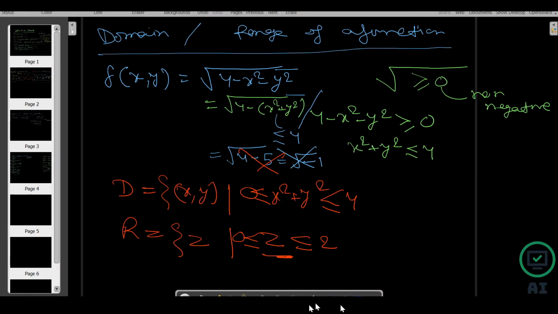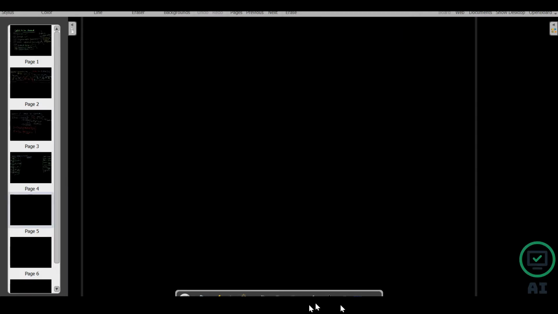If you put 4 here, it is 0, so it cannot go below that. And if x square plus y square is 0, let's suppose, then 4 minus 0 is nothing but 4, so root 4 is 2, so the maximum value will be less than or equal to 2 only. So these are the domain and range. Let's take one more example for this domain and range.